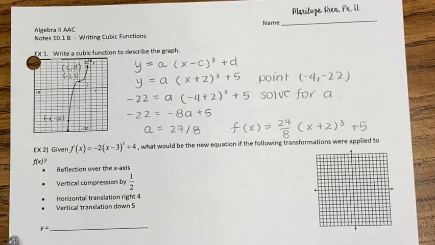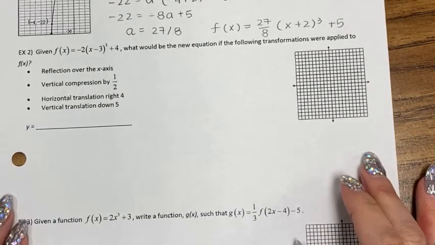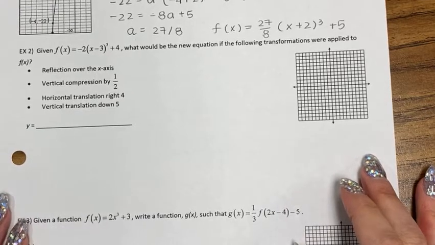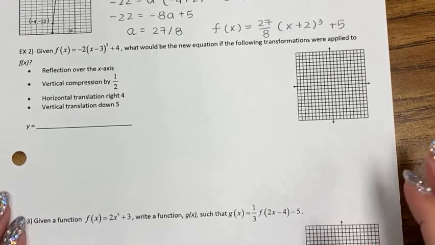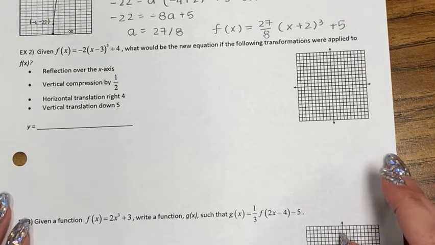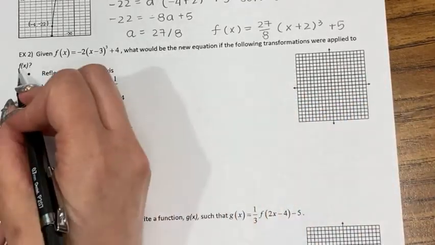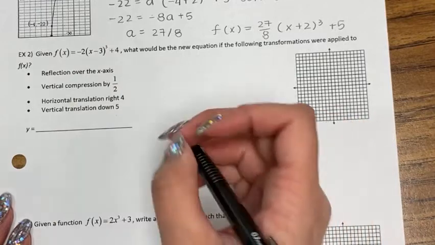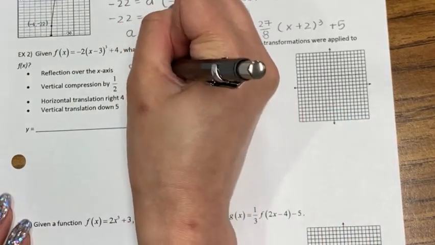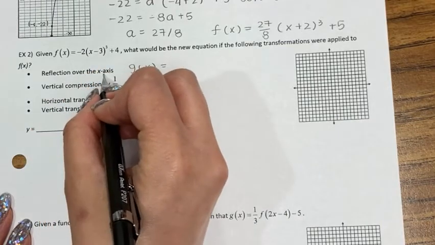For example number 2, given f of x is equal to negative 2 times (x minus 3) cubed plus 4, what would be the new equation if the following transformations were applied to f of x? Please note that we're applying these transformations to f of x. I'm going to call this function g of x. Let's read the first transformation. It's a reflection over the x-axis.